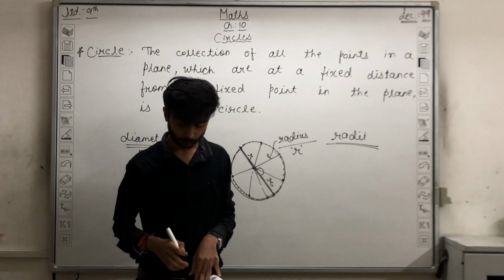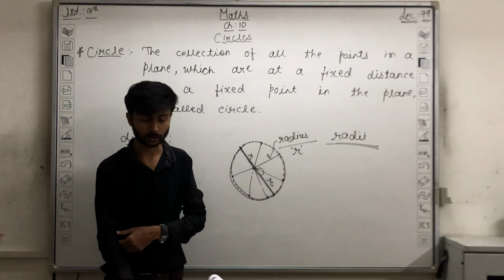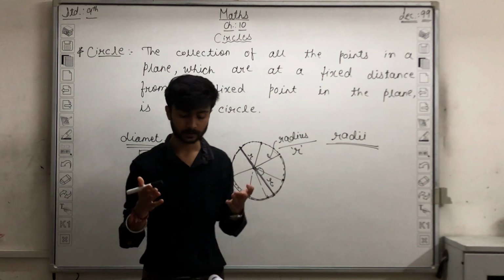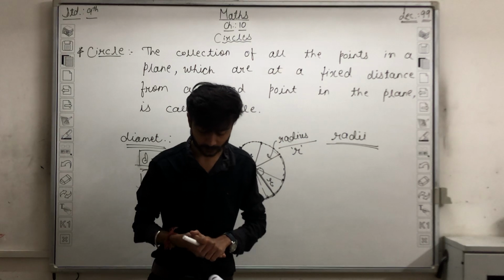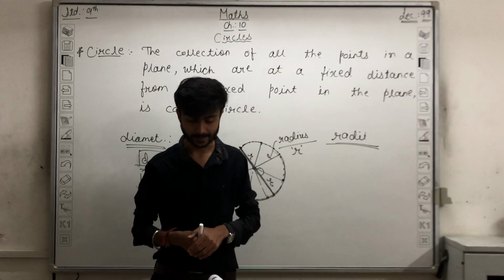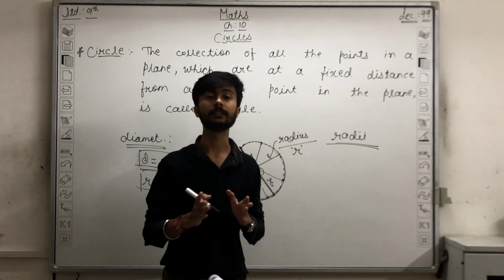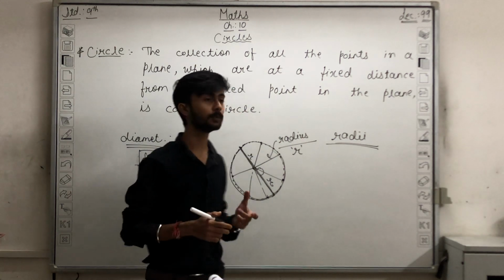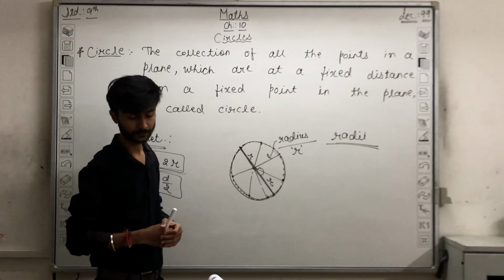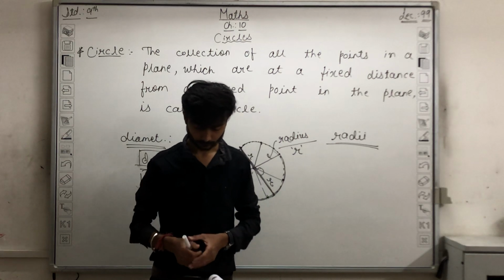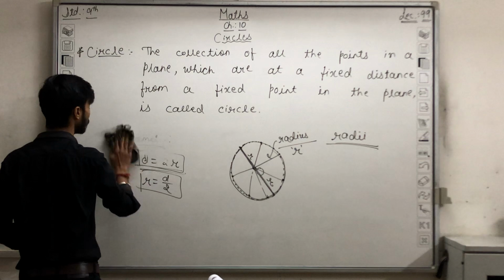Now note that the line segment joining the center and any point on the circle is also called the radius of the circle. As I said, radius is used in 2 senses: in the sense of a line segment and also in the sense of length. It's length also, that is the radius of that circle. So the definition of radius.